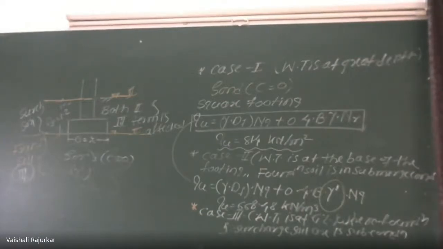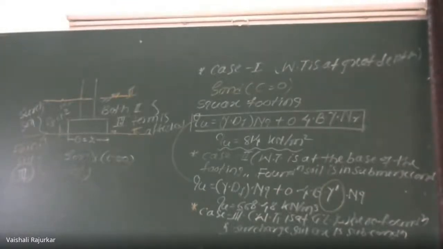If the column carries a load of 600 kilonewton. Assume a factor of safety of 2.5 and the bulk unit weight of 20.